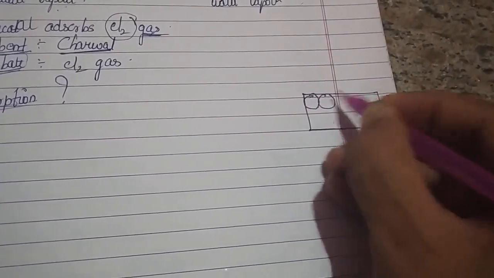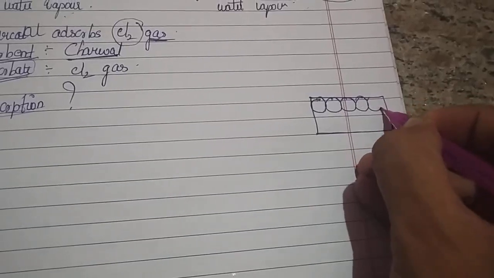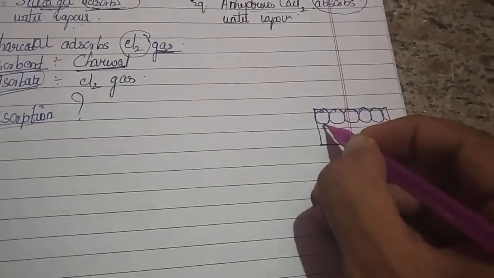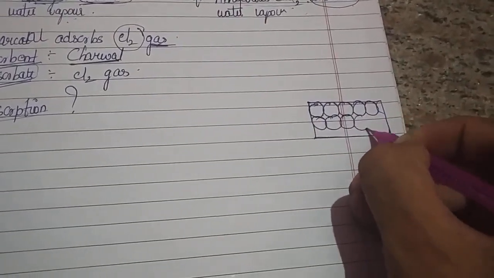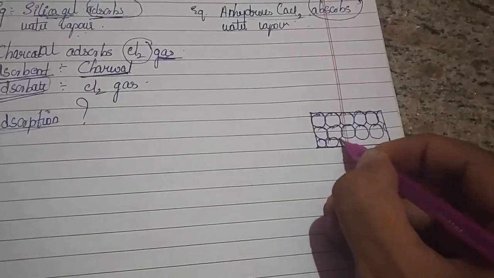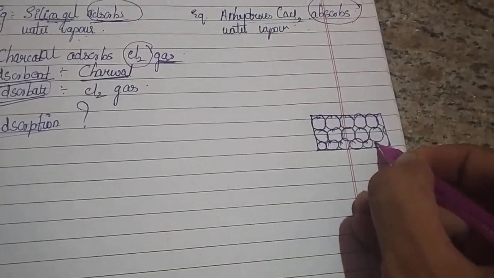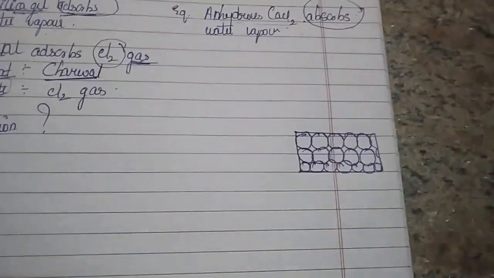Closely packed. What is that? Molecules are closely packed, yes, in this way. So this is your solid surface or an adsorbent.